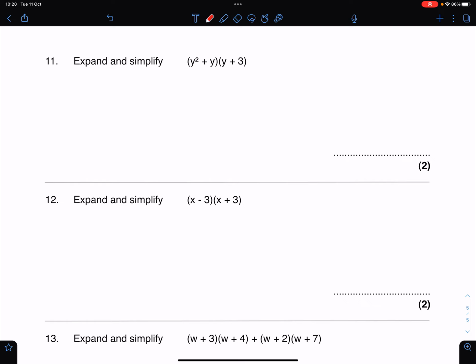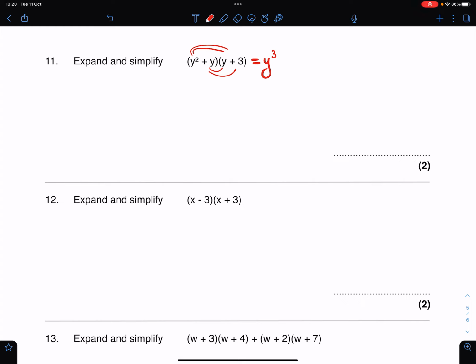So expansion on question 11. Again guys, I need to multiply y squared plus y by y squared plus 3, y by y by 3. So what is y squared times y? Okay, so if I multiply y squared by y, I'm going to end up with y cubed, yes? Yeah. Okay, good job, y cubed.